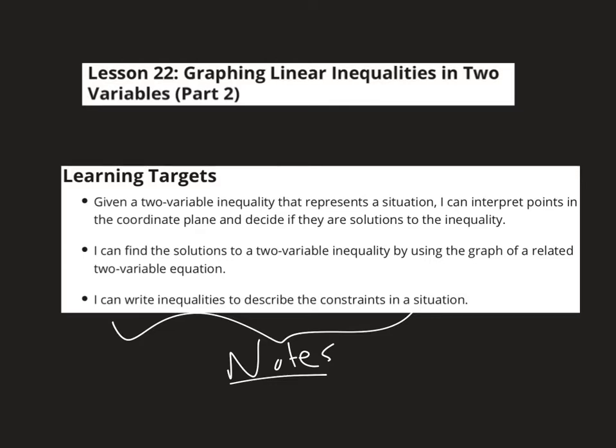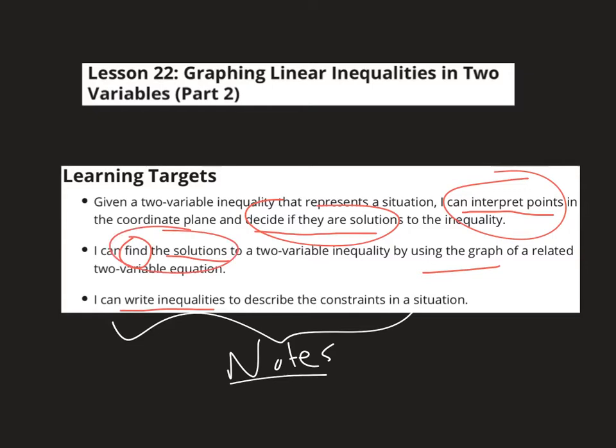Okay, so what are we looking to do here? Given a two-variable inequality that represents a situation, I can interpret points. We're going to be able to interpret points in a coordinate plane and make a decision if they're solutions. We can find solutions, right? So we can find them by using a graph, and then we can write inequalities to describe the constraints of the situation. So interpreting points and deciding if they're solutions, finding solutions, and then writing inequalities.